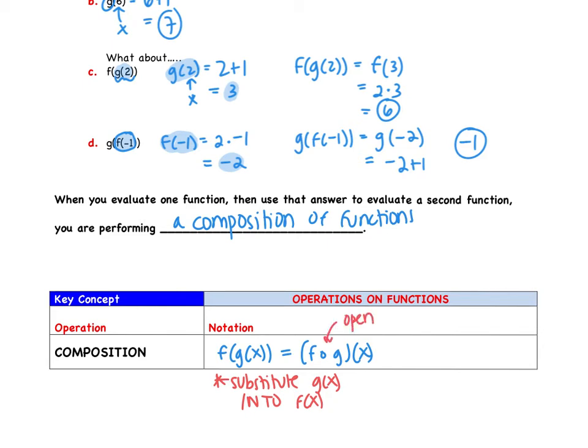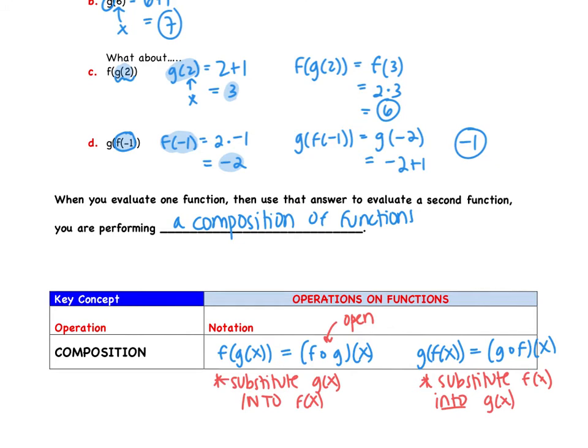It's not a closed circle. We've seen the closed circle before. The closed circle is multiplication. So the open circle is a composition. We could also do g of f of x. So that notation is telling us plug f into g. And again, another way to write that is g of f of x. So again, that second notation is telling us that we are going to substitute f of x into g of x.